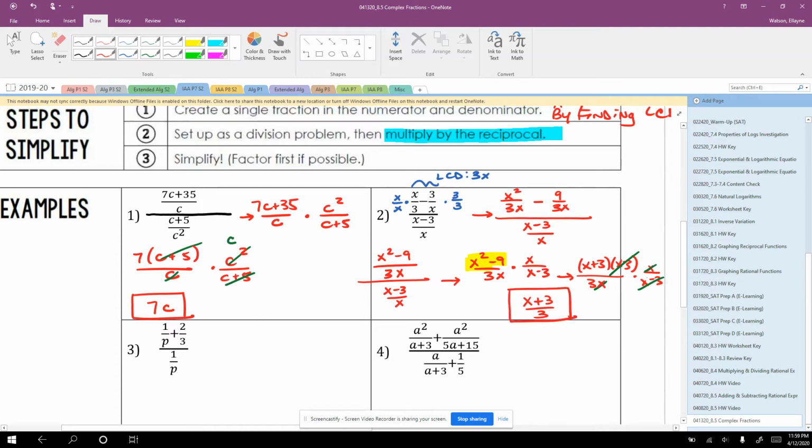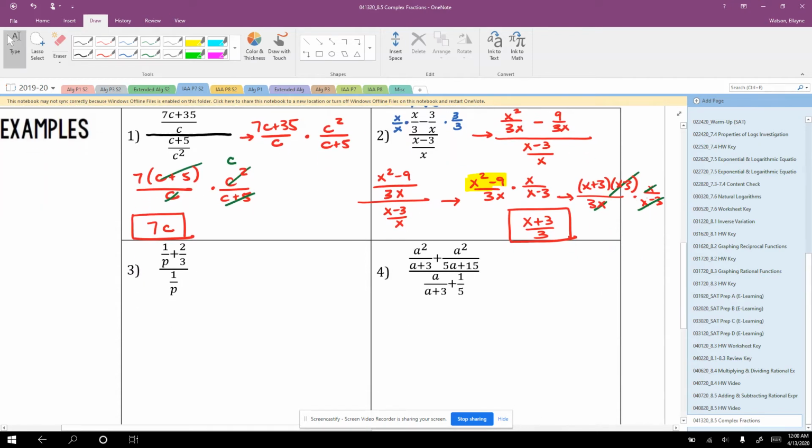Okay, so again, you have to get a single fraction in the numerator, get a single fraction in the denominator, and you do that by using the tools we learned the past 2 days, adding and subtracting. Once you have a single fraction in each of the numerator and denominator, then you can just multiply by the reciprocal. So flip the second term and then multiply like we did in 8.4. All right, try the next problem on your own and I'll go over it.